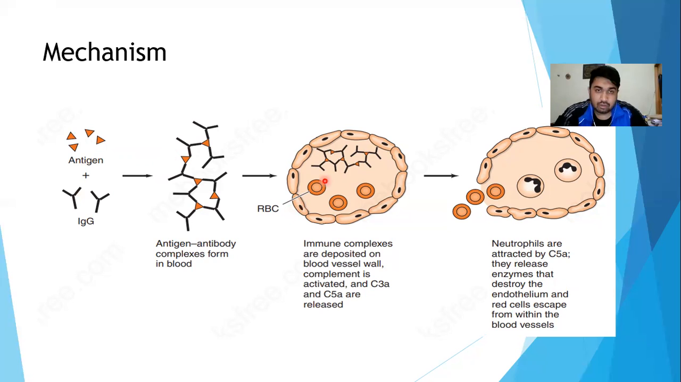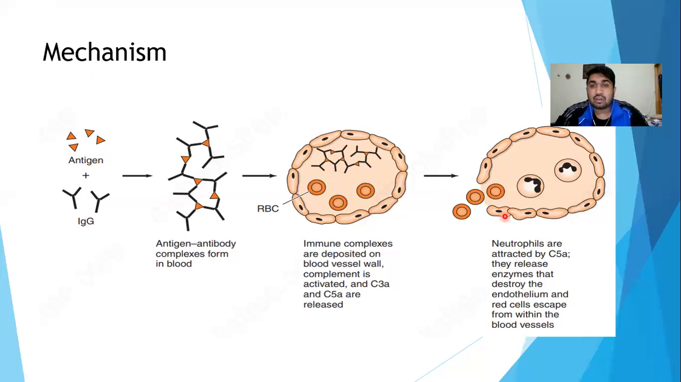And when they get deposited, they activate complement. How they activate complement I have discussed broadly in the previous lecture of type 2 hypersensitivity, so please watch it there. During the activation of complement, it produces C3a and C5a. The C3a and C5a attract neutrophils, and when the neutrophils come to the site of deposition of the antigen antibody complex, they release various substances and enzymes. This causes damage to the endothelium of the blood vessels.